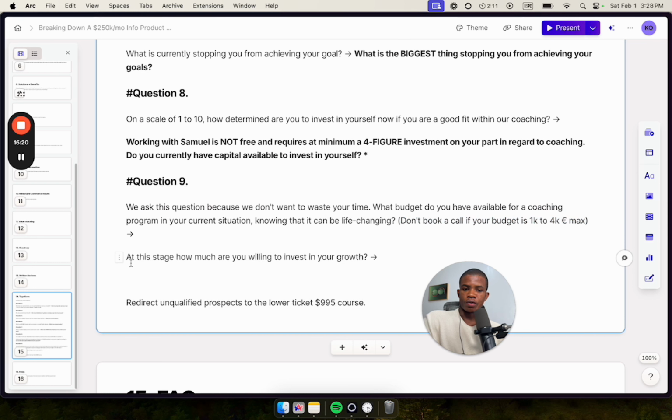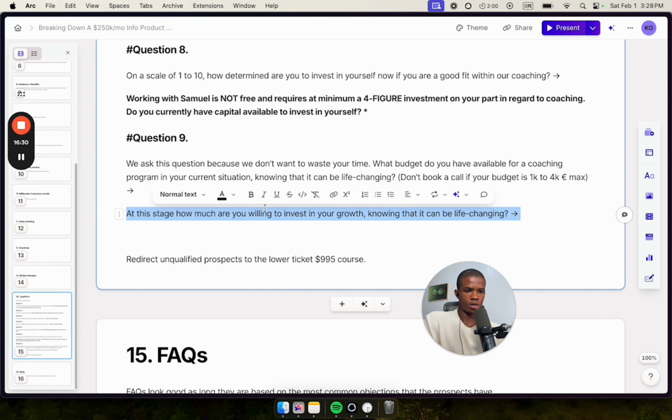I would change this to very simple. At this stage, how much are you willing to invest in your growth? Knowing that it could be life-changing as well. That's what I would do, right? Make it very, very simple.